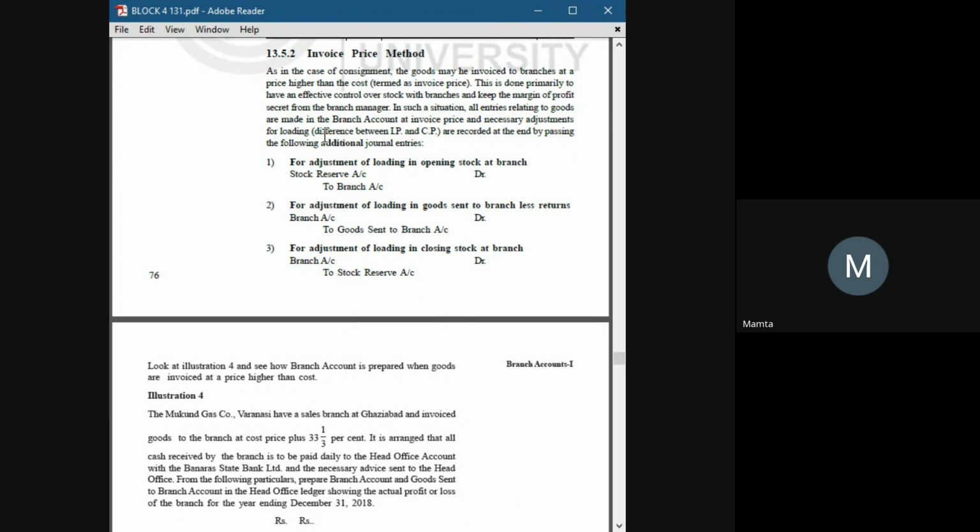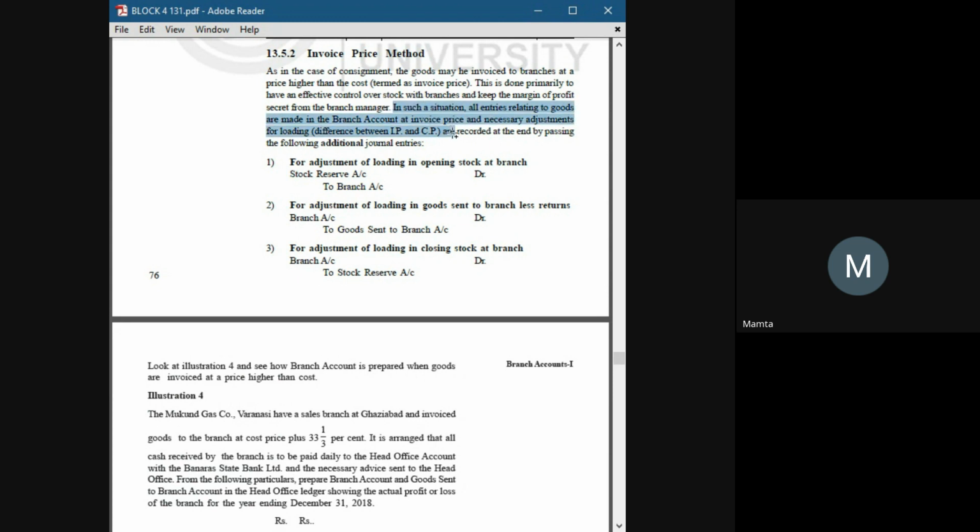Okay, invoice price method. In this method, goods are recorded at the invoice price, which means higher than the cost. If a good costs 100 bucks and its MRP is 125 bucks, we will record 125 bucks in this method, not the 100 bucks.